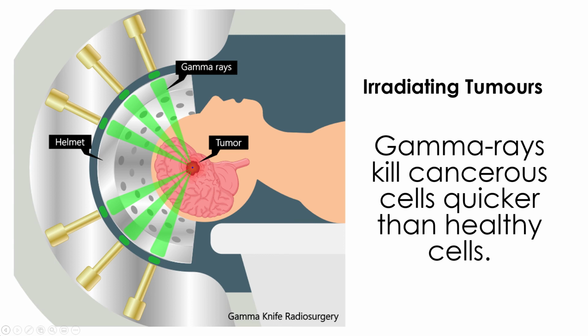That way, if you look at the image, most of the brain only receives a small amount of gamma rays, but there is a point inside the brain where there's a tumor where all of the gamma rays cross over at one location, giving a very high dosage of gamma rays to that location.